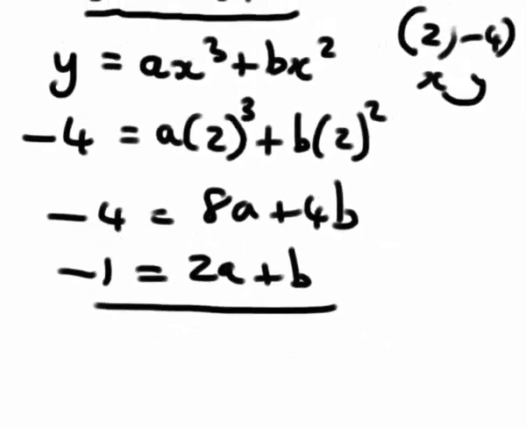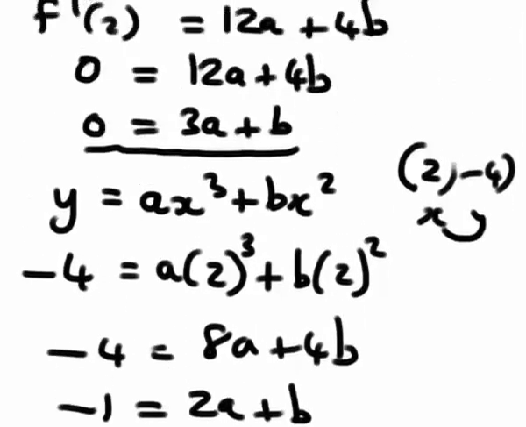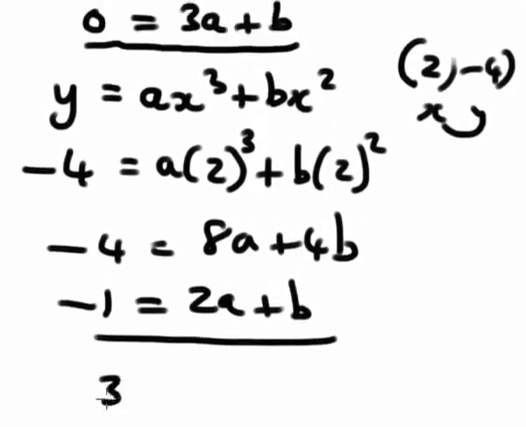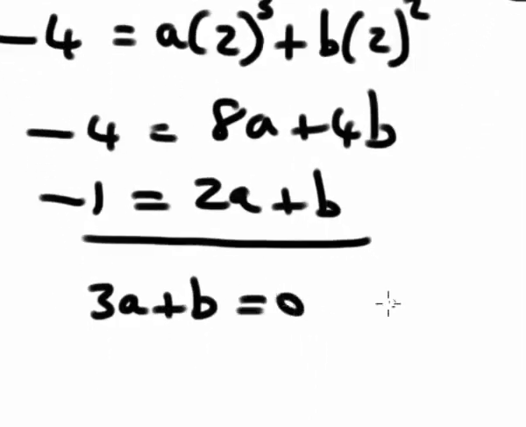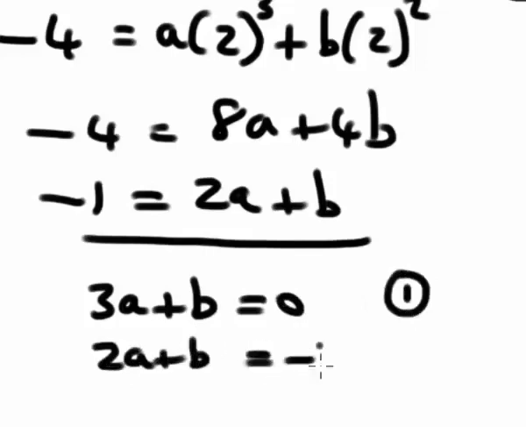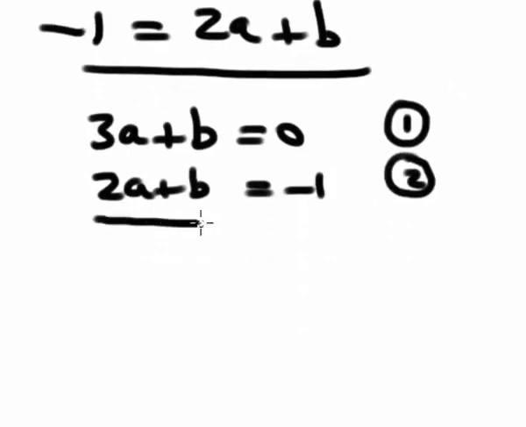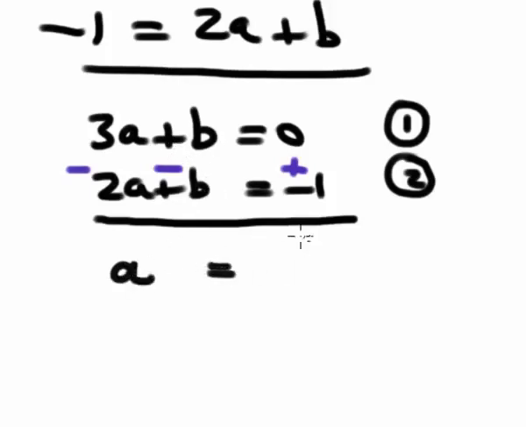So let's see if we can do it. You can use any different method that you want. Let's have a look. We've got 3a plus b is equal to 0, we can call that equation 1. And then we've got 2a plus b is equal to negative 1, we can call that equation 2. Now if I subtract these, in other words I change the signs because I'm subtracting, then what happens is you get 3a minus 2a is a, b minus b vanishes, and 0 plus 1 is 1. So there's a is equal to 1.